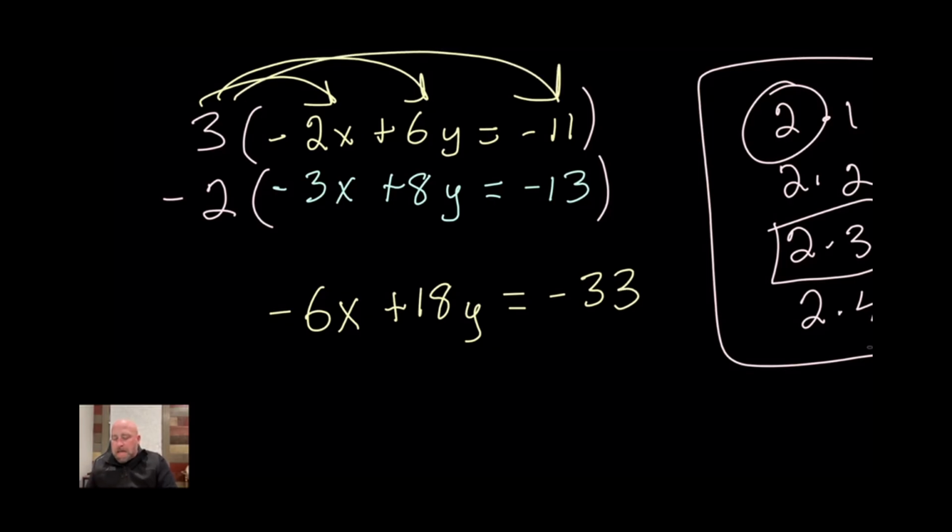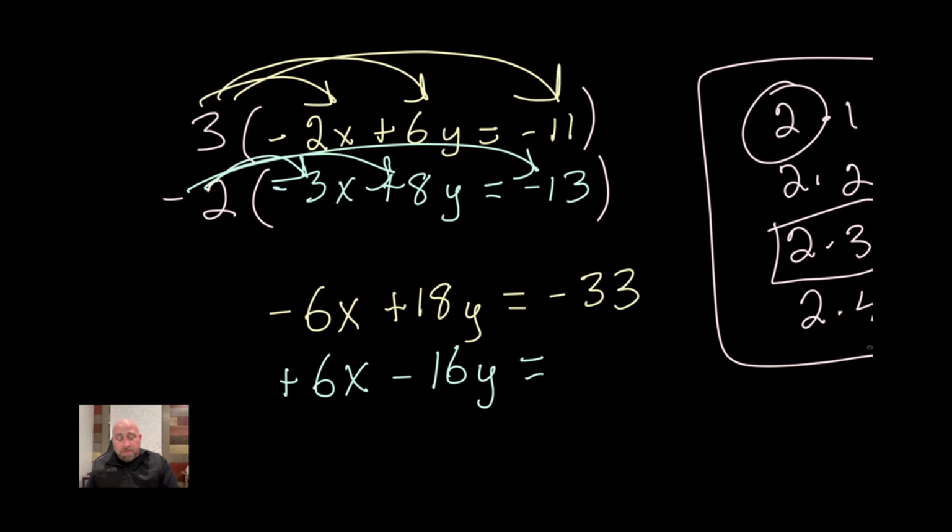Okay. Now I'm going to come over here and I'm going to switch over and we'll do the green one. All right. So I'm going to go here and I'm doing negative 2. So negative times negative gives me a positive 6x. Negative times positive gives me a negative 16y equals negative 2 times negative 13. That's going to give me a positive. Negative times negative is positive, and then 2 times 13 is 26.